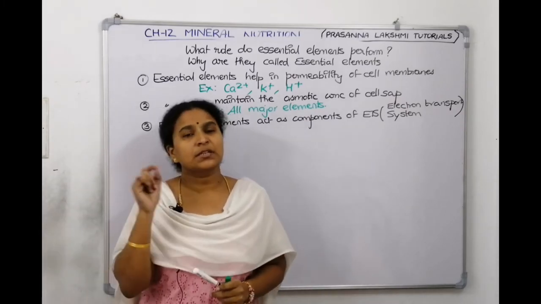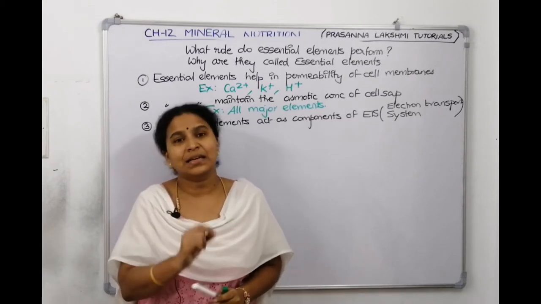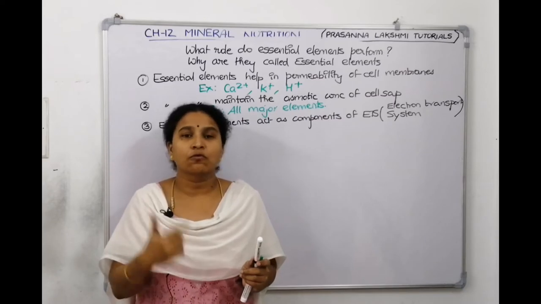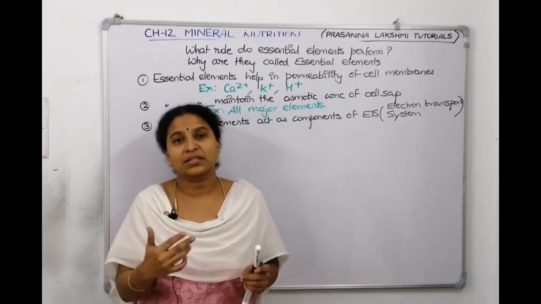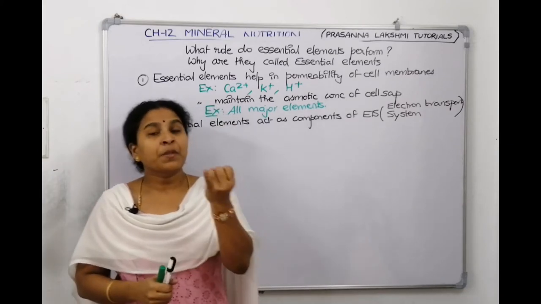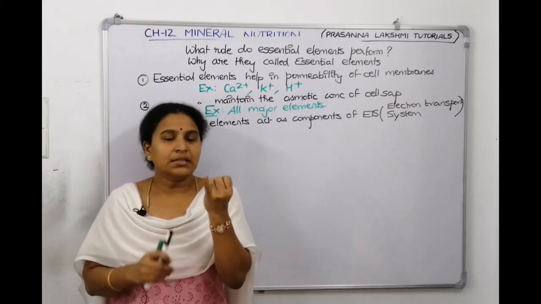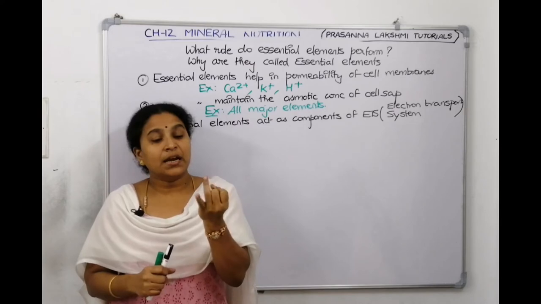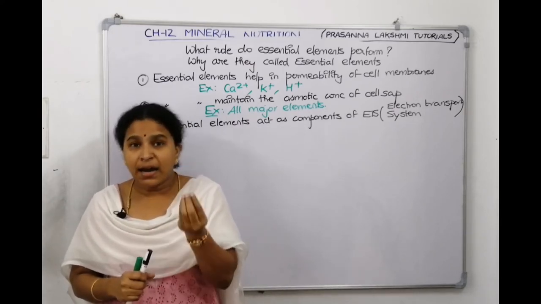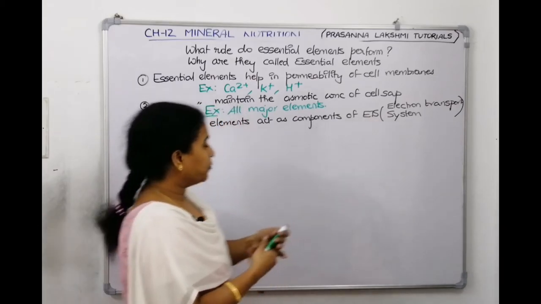In photosynthesis and respiration, we'll see the complete process of ETS in detail. So complex 1, complex 2, ferredoxin, cytochrome oxidase, like that, some elements will be there. If we have to list some examples, copper is a constituent of ETS. Then iron also, sulfur also. These are the elements which are components of the electron transport system.